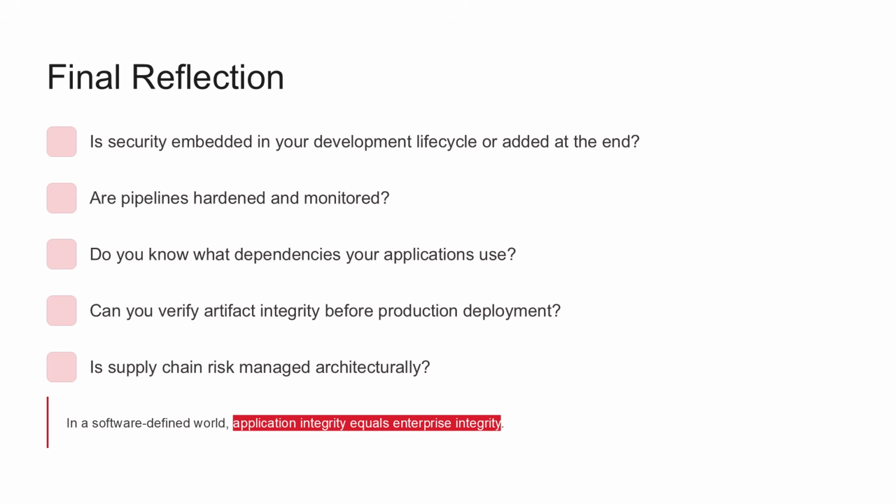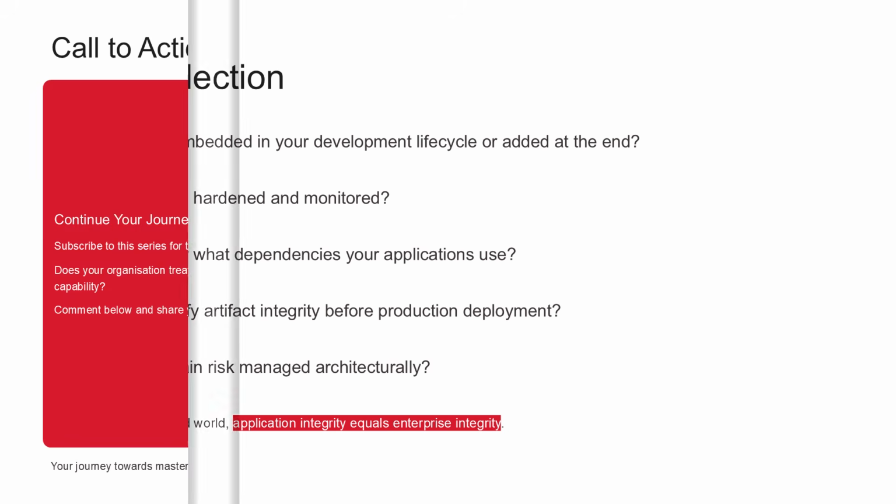Are pipelines hardened and monitored? Do you know what dependencies your applications use? Can you verify artifact integrity before production deployment? Is supply chain risk managed architecturally? Application and DevSecOps security architecture determines whether your digital transformation is secure or fragile. In a software-defined world, application integrity equals enterprise integrity.